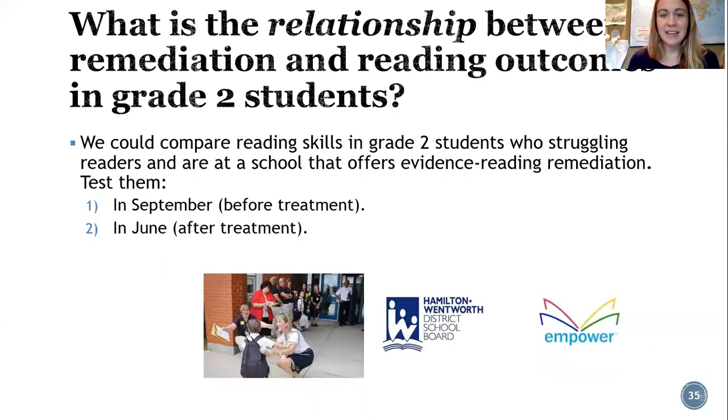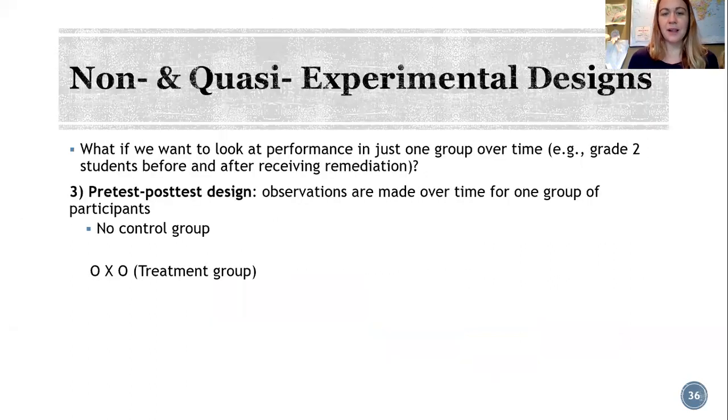Okay, well, we can do this in another way. We can ask the same question: what's the relationship between receiving remediation and their reading outcomes in grade 2 students? We could do this by looking at just one group that receives intervention and comparing them before and after getting the intervention. This would be an example of what we call a pre-test, post-test design.